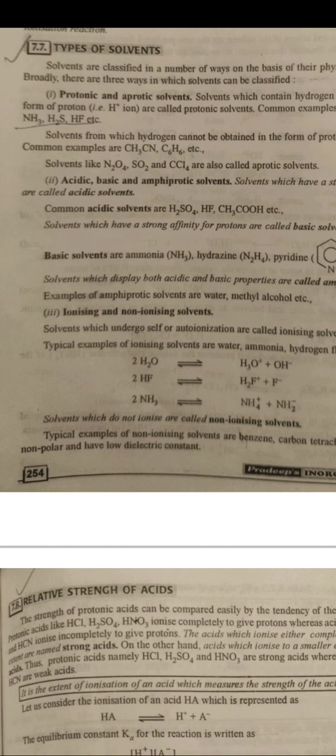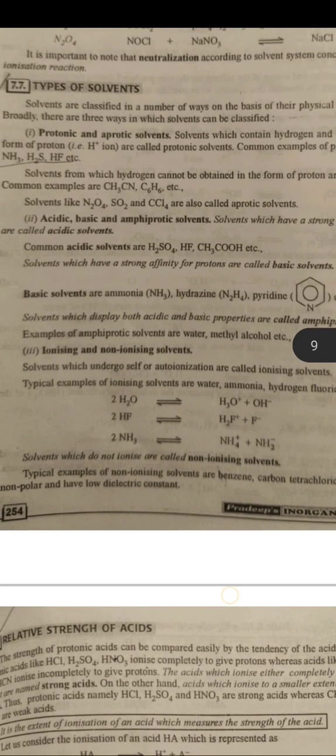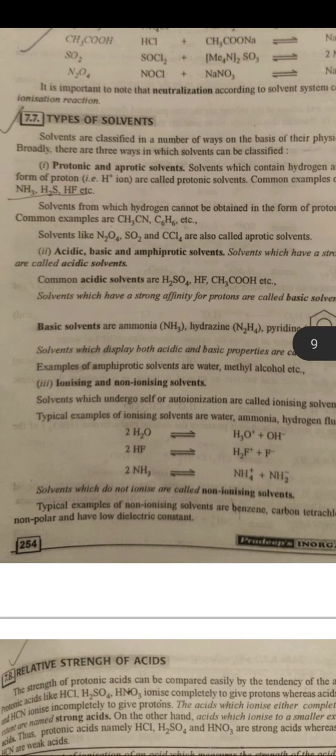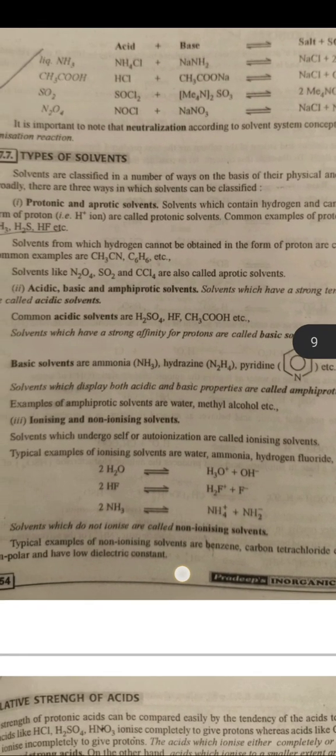So our third statement is ionizing and non-ionizing solvents. Solvents which undergo self or auto-ionization are called ionizing solvents. Typical examples of ionizing solvents are water, ammonia, hydrogen fluoride, sulfur dioxide, etc.